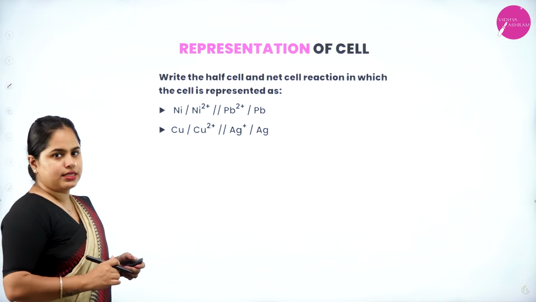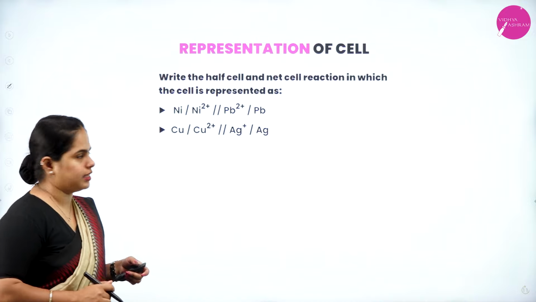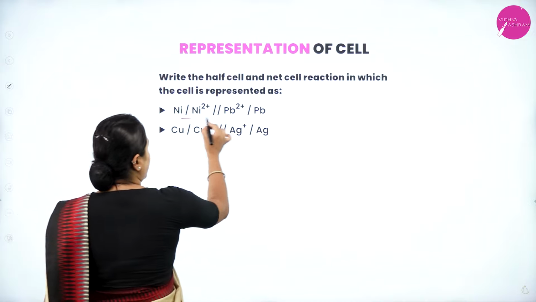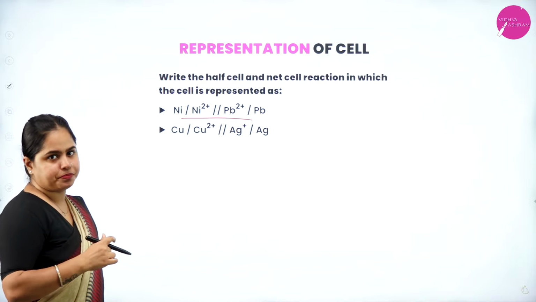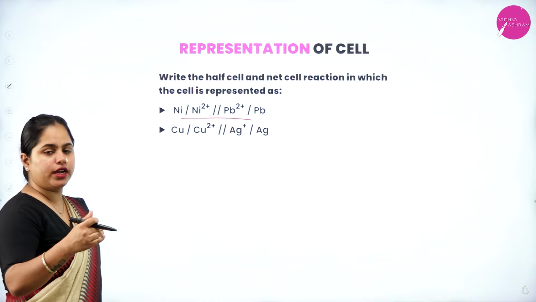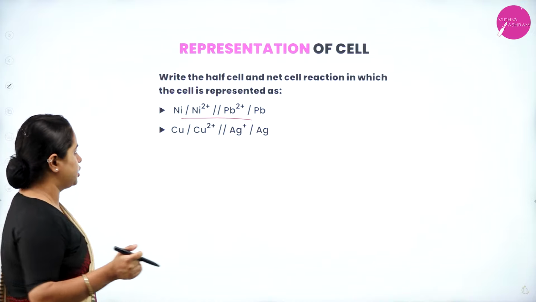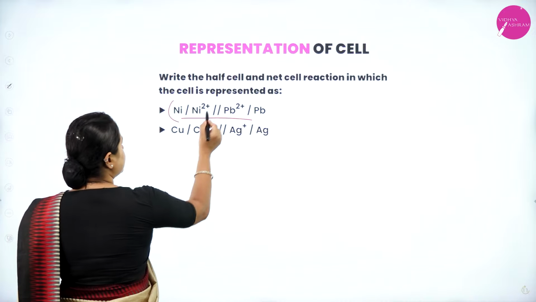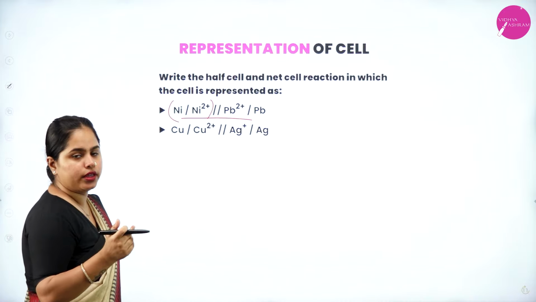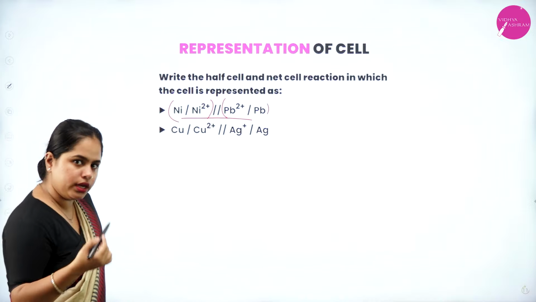Now let's take an example. Write the half cell and net cell reactions for the cell represented as follows. So in here, this is called a cell representation. Okay, so the cell representation is given. You are supposed to write the oxidation reaction, the reduction reaction and the overall reaction. So in here, whatever is written first will be undergoing oxidation, and the second part will be the one which is undergoing reduction.